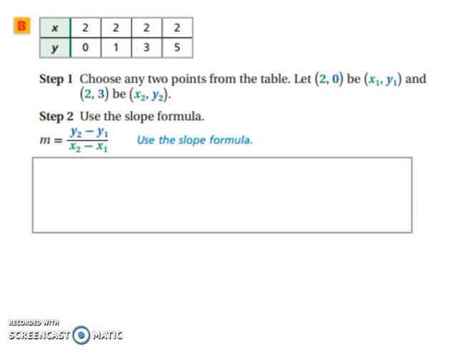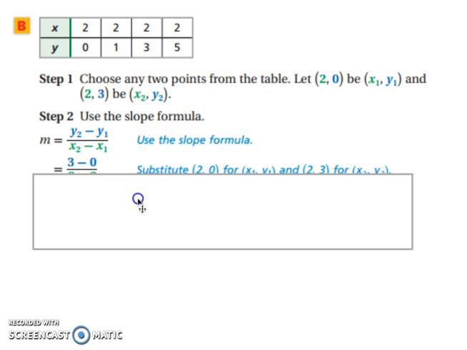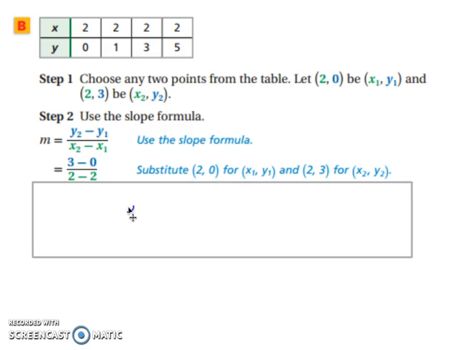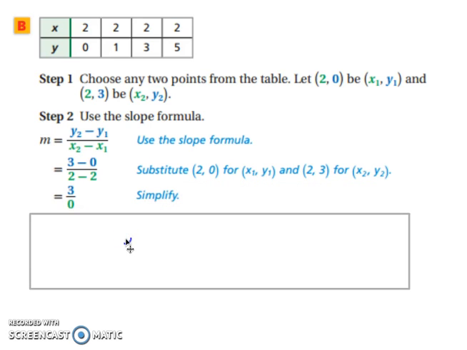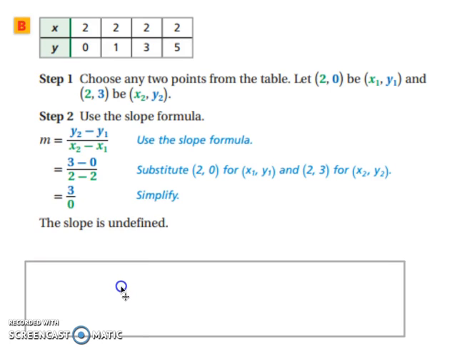Now let's try the next one. This one is a table instead of a graph. So it doesn't matter which 2 points you choose. You can choose any of these 2 points. So in this case, we're going to use 2, 0 as x1, y1, and 2, 3 as x2, y2. Keep in mind, you can choose any 2 points. There's plenty of options. So in this case, we're going to have 3 minus 0, and then 2 minus 2. So 3 minus 0 is 3, but 2 minus 2 is 0, so therefore your slope is undefined.